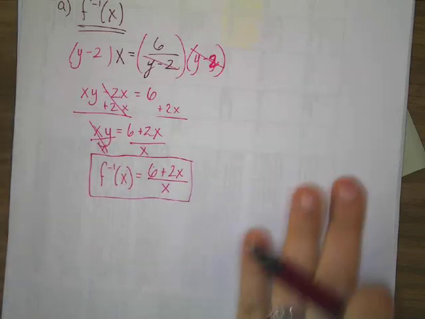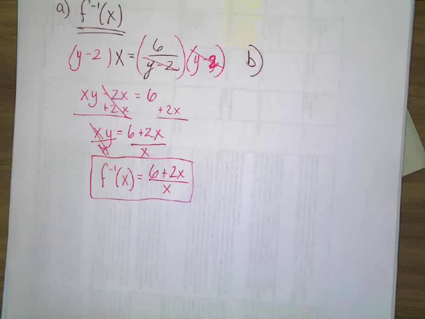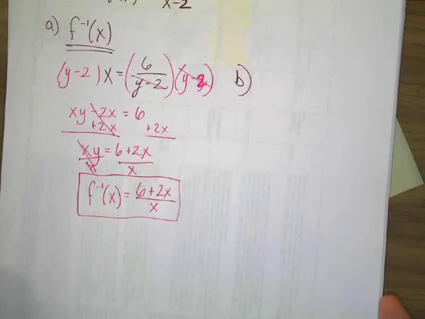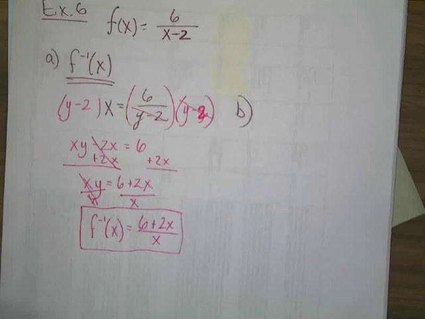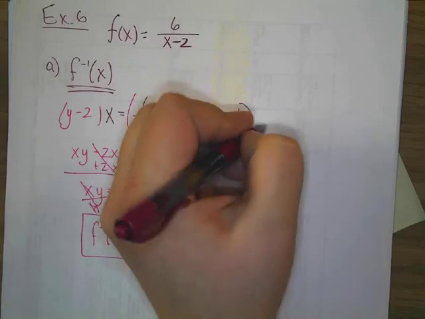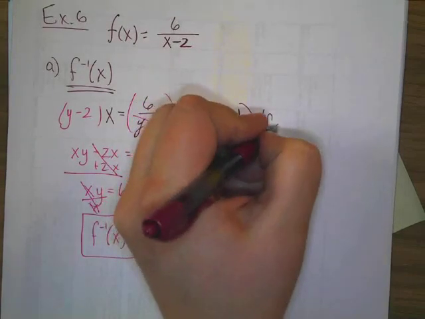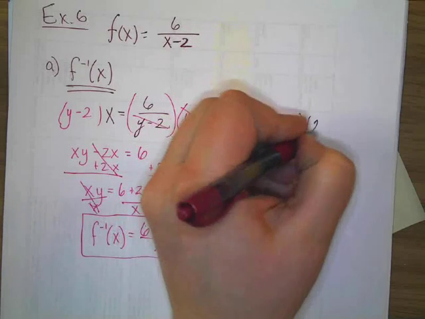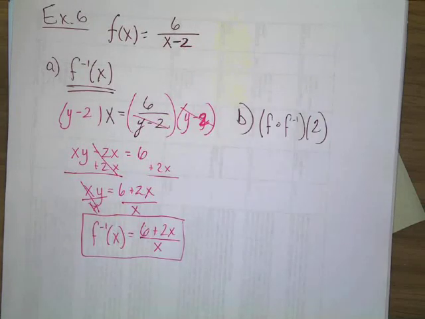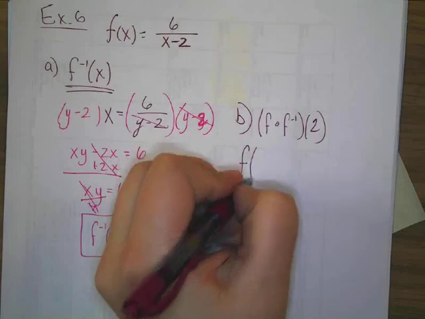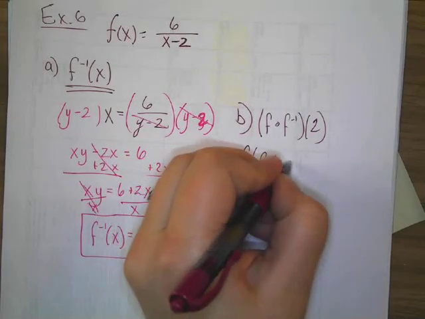So now for part B, what they want us to do is a composition. They want us to go f of f inverse evaluated at 2. So what's the first thing we always do with these things when I give you a composition? We rewrite it. F of f inverse of 2.